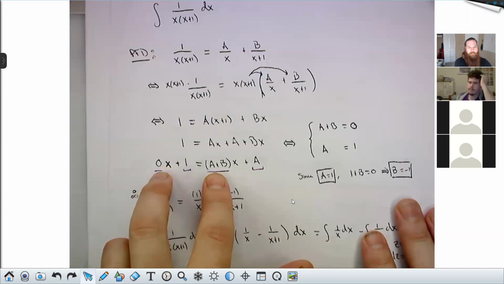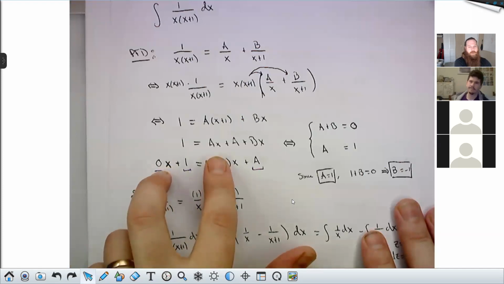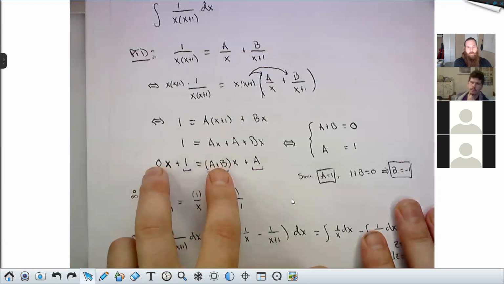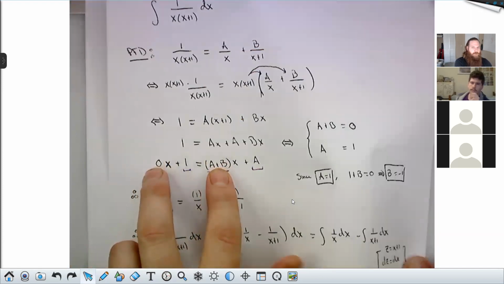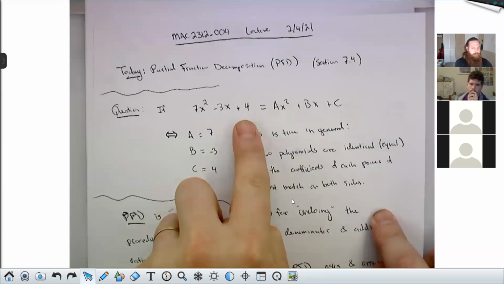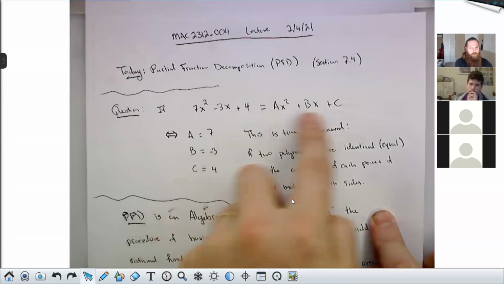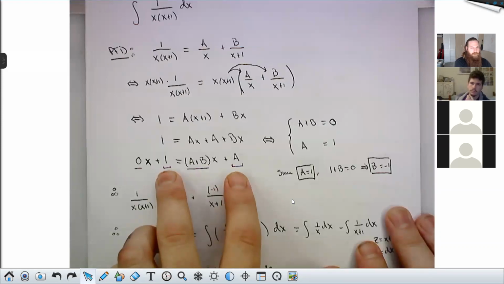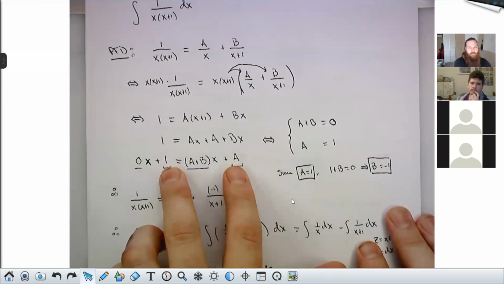It's really the same thing. The coefficient of x on the left has to be the same as the coefficient of x on the right. Coefficient of x on the left is 0. Coefficient of x on the right is a plus b. And then in the same way that c had to be 4, because the constant on the left is 4 and the constant on the right is c, 1 has to be equal to a, because the constant on the left is 1 and the constant on the right is a.